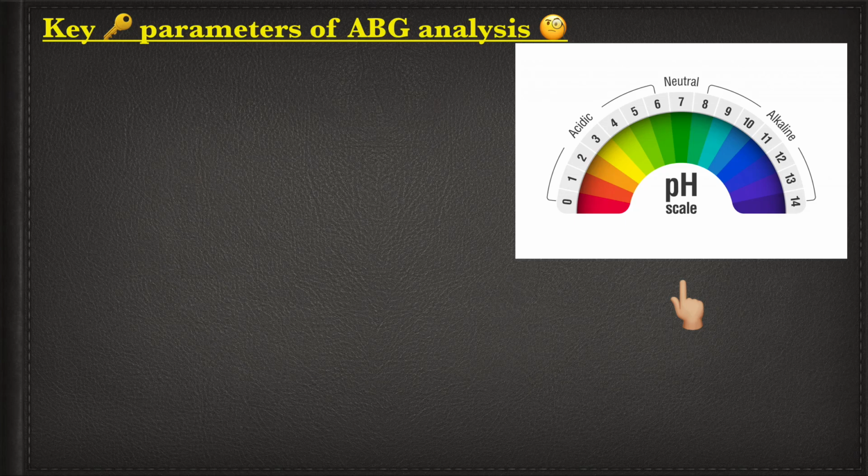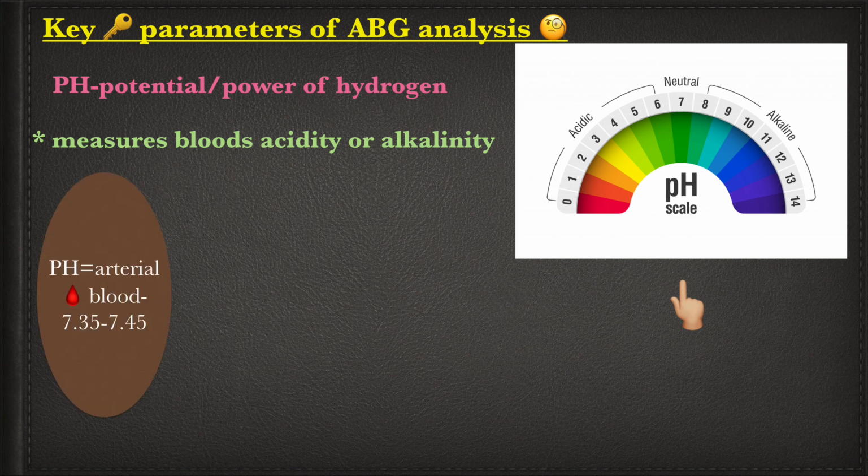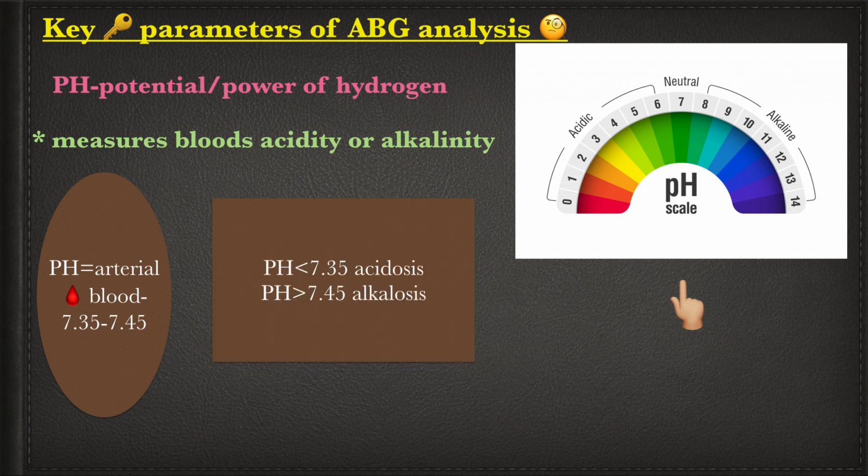Let's check the key parameters of ABG analysis. First parameter is pH, that is the potential or power of hydrogen ions. It measures the blood's acidity or alkalinity. Normal arterial blood pH ranges between 7.35 to 7.45. If the pH value is less than 7, it indicates acidosis, and if greater than 7, it indicates alkalosis.